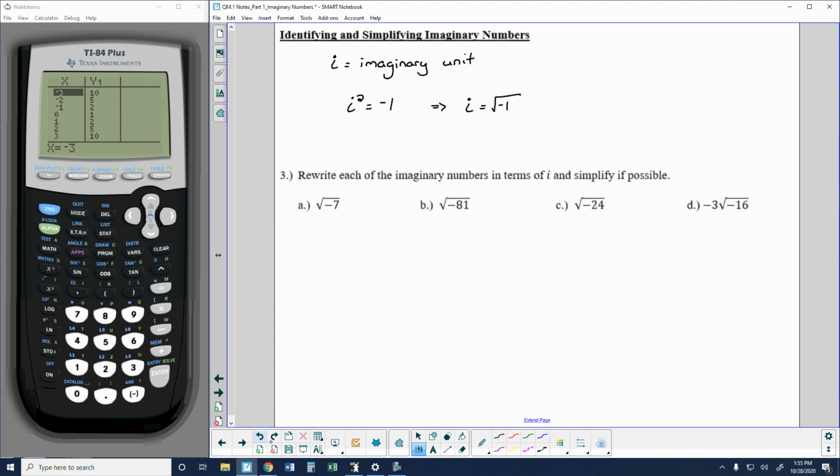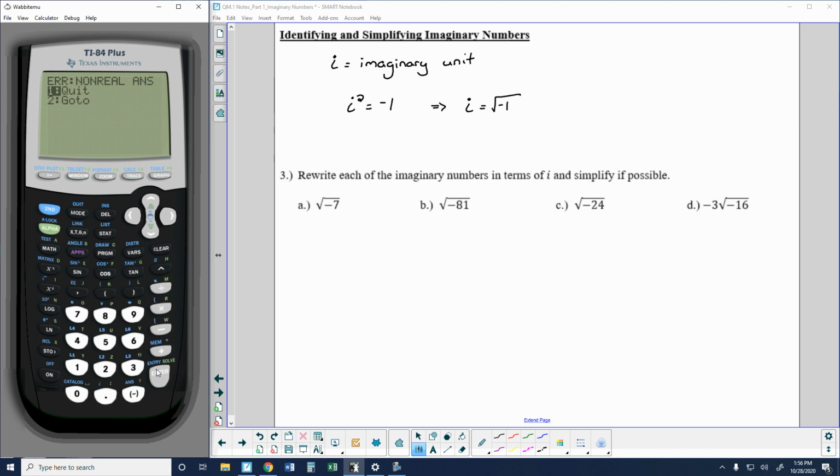And so this is where in Algebra 1, you probably came into some problems, because in Algebra 1, when you talked about square roots, you probably said you cannot square root a negative number. And let's go ahead and take a look at number 3. It says, rewrite each of the imaginary numbers in terms of i and simplify if possible. So if I try to type in my calculator the square root of -7, it's going to come up with what it says: error, non-real answer.